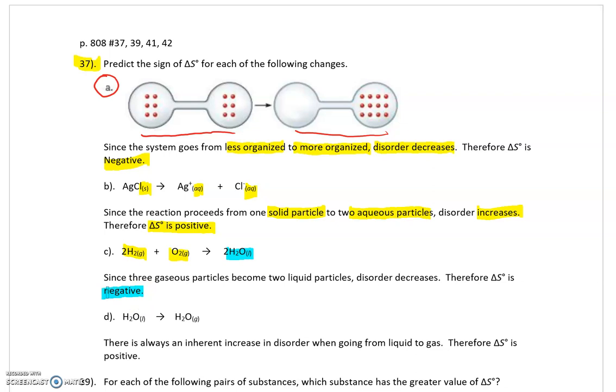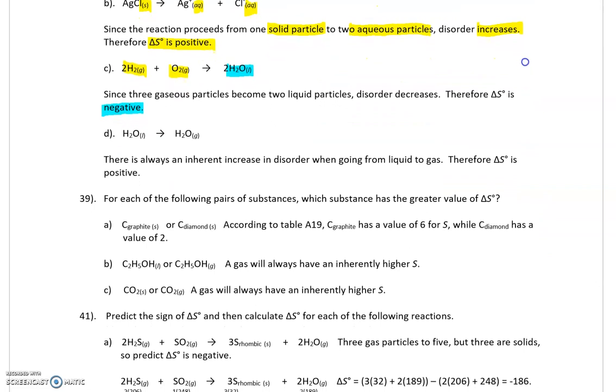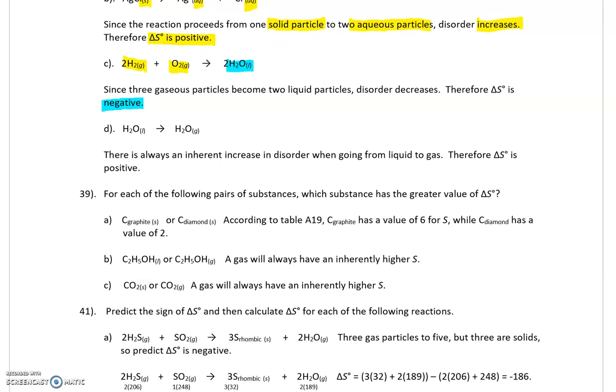And lastly, here's D. It should be obvious for all you chuckleheads. We've got water as a liquid or water as a gas. Well, come on. If you have all your water liquid in a nice container, a nice beaker, a nice sippy cup, oops, I let it all evaporate. Will you ever get it back? No. You have increased the disorder of the universe, and therefore your delta S is positive. All right, that takes a look at 37.